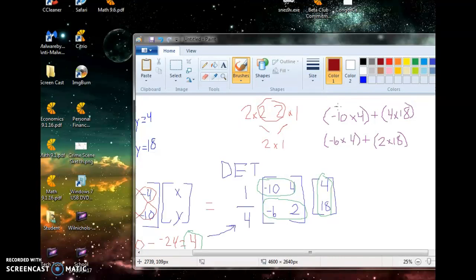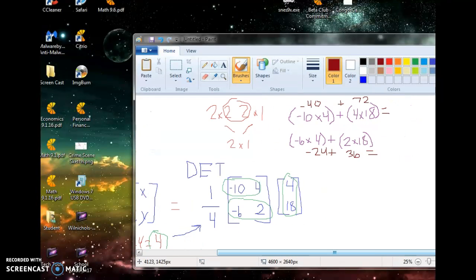The top one here is going to be negative 40 plus 72, and negative 24 plus 36, which are going to equal, I'm going to have to make some more space, but negative 40 plus 72 is 32, and negative 24 plus 36 is 12. So this is what our end matrix is going to be here.